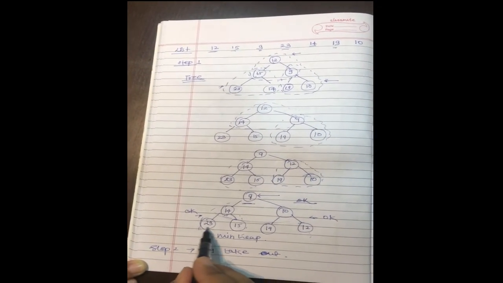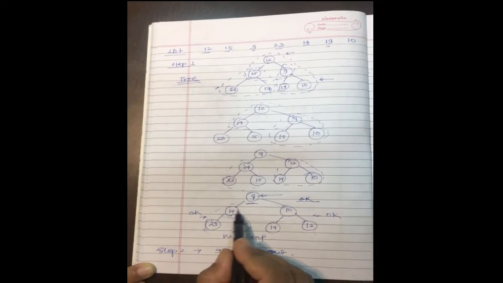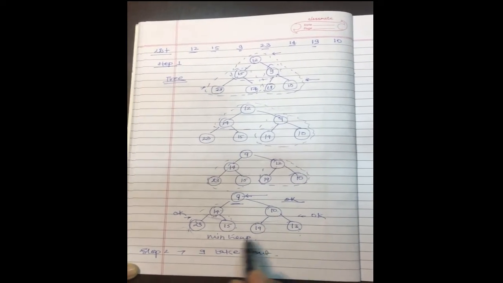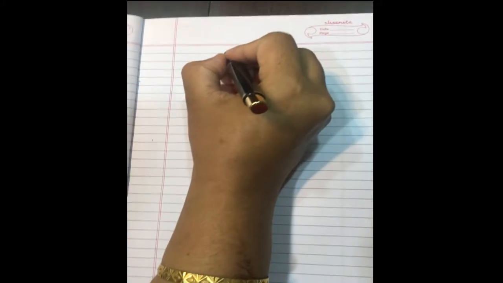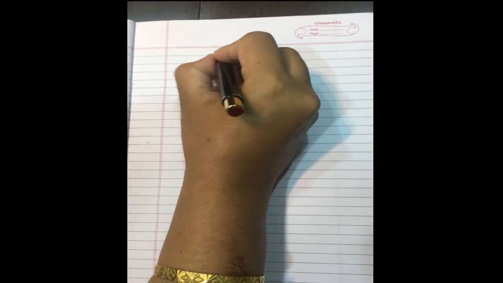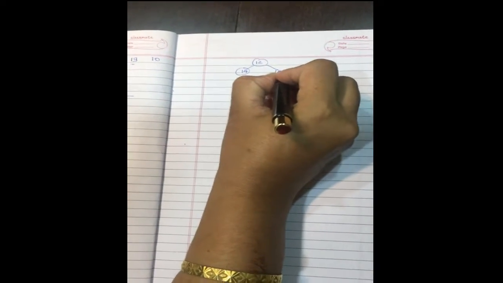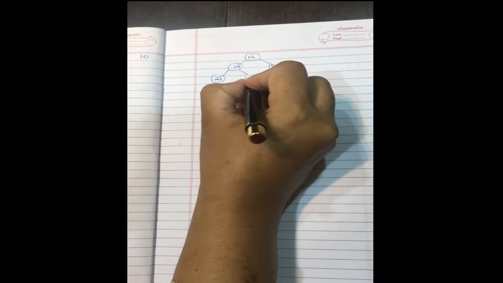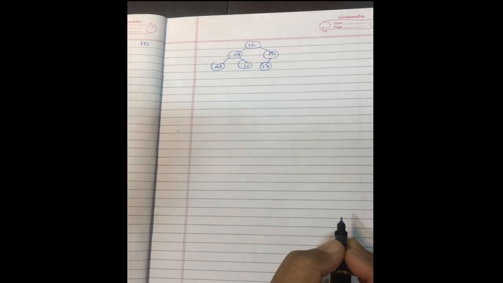So what is the last number? On the last level, the last number. So this is 1st level, this is 2nd level, and this is 3rd level. So at this level the last number is 12. So 12 will be shifted to the position of 9, and hence our tree will become 12, then 14, 10, 23, 15 and 19. So this is our new tree.